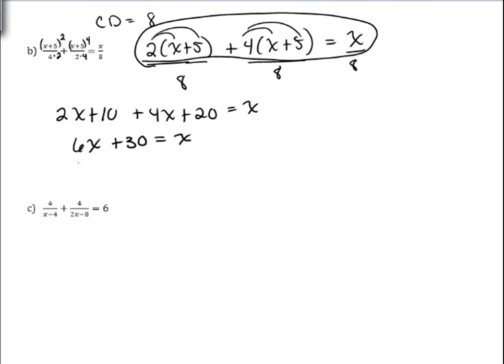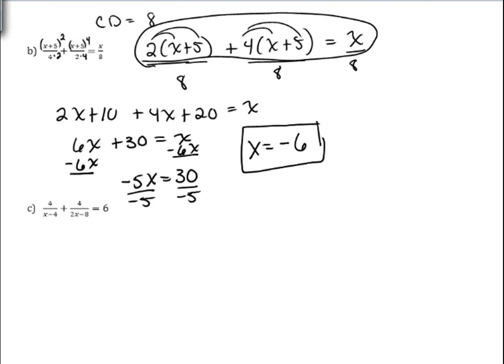Now we want to gather up all the x's on one side and the constants on the other, so I'm going to subtract 6x from both sides. And x minus 6x is negative 5x, and that's equal to 30. And the last step, we have to divide both sides by negative 5. So we get x is equal to negative 6. And again, this original didn't have any x's in its denominators, and so our solution will work just fine when we plug it in for x.